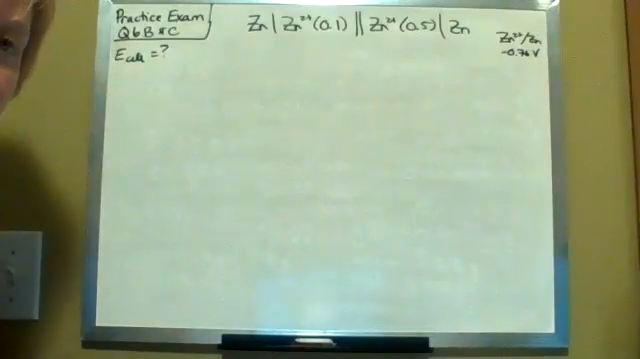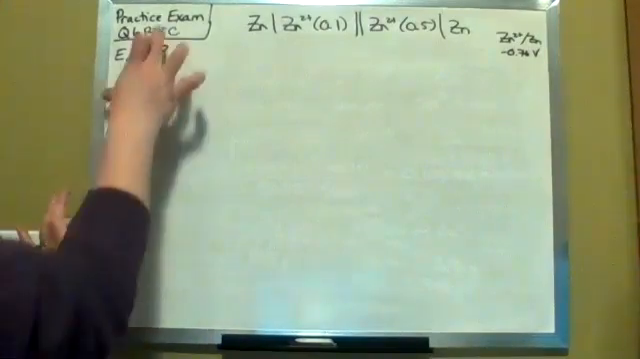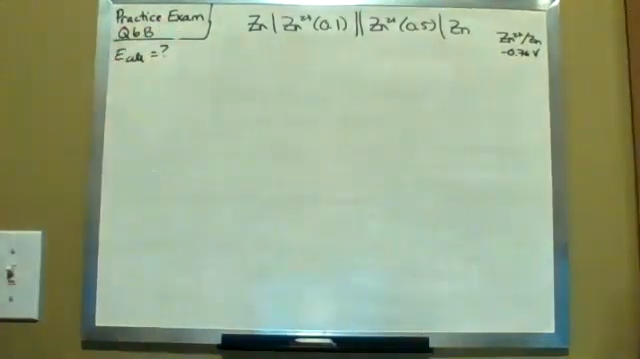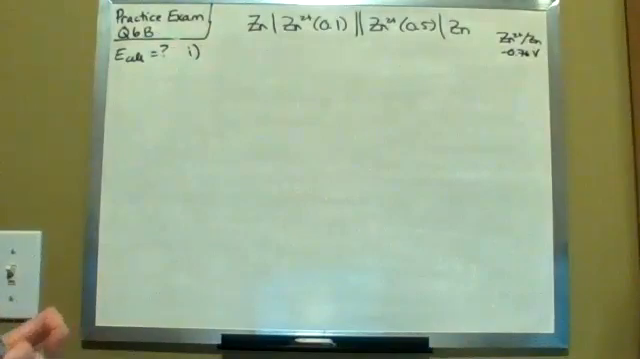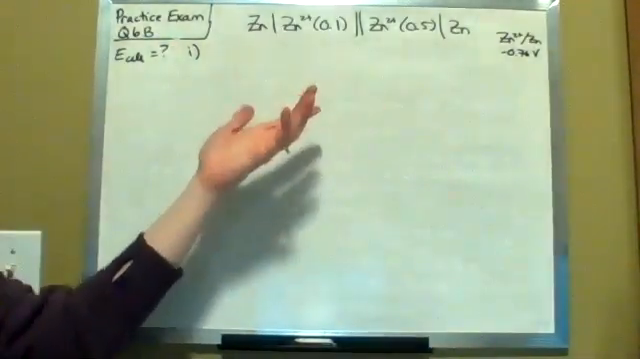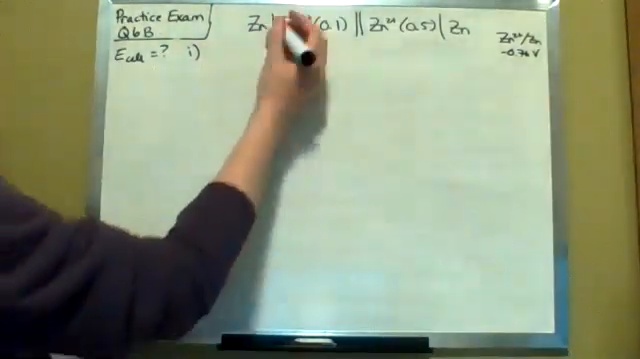Hello, this is the practice exam. We're taking over the last part, or part B, question 6. And the first part of it, first of all, you're given this concentration cell, or zinc on both sides, but you have different concentrations of the zinc. So this first one is the anode.